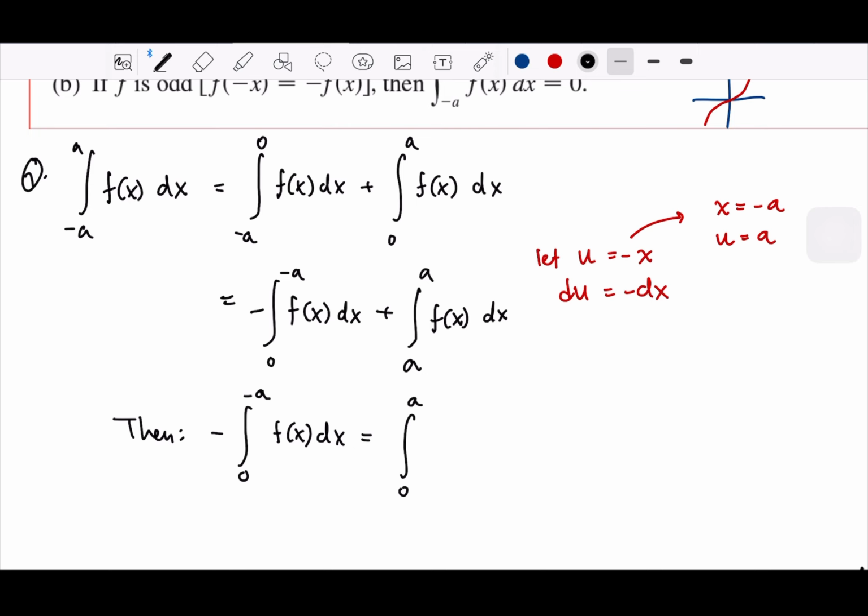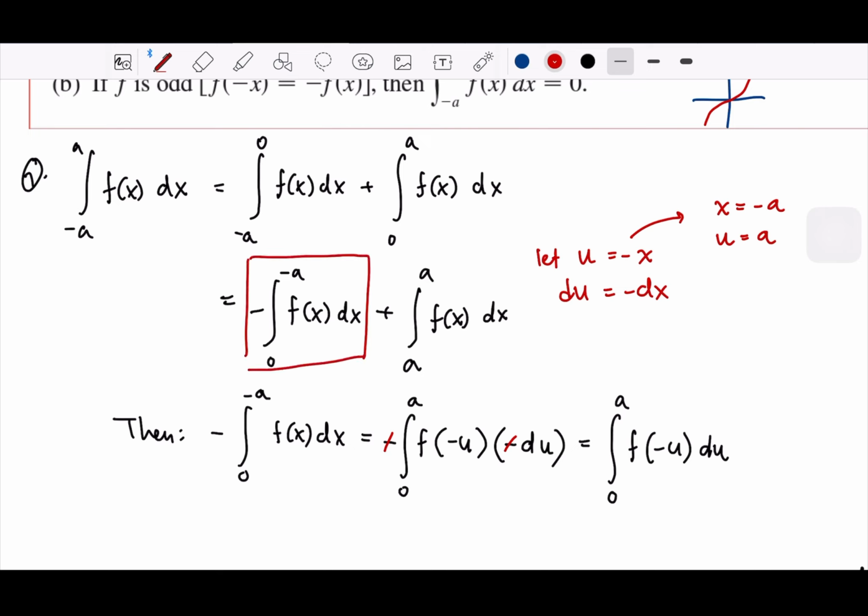And du is negative dx, so negative f of negative u and a negative du, right? And then we can cancel this negative. So we will have the integration from 0 to a of f of negative u du. Okay. So this will be this left integration here.